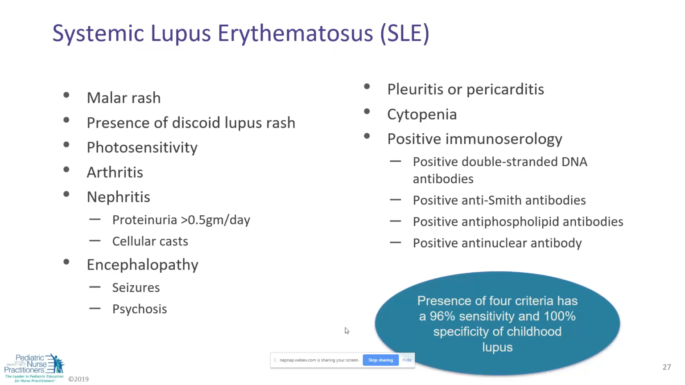We know that also in children, the fever, rash, fatigue, and joint pain is the most typical presentation, I'm sorry. The presence of 4 of these criteria that are outlined on this slide has a 96% sensitivity and 100% specificity of childhood lupus.